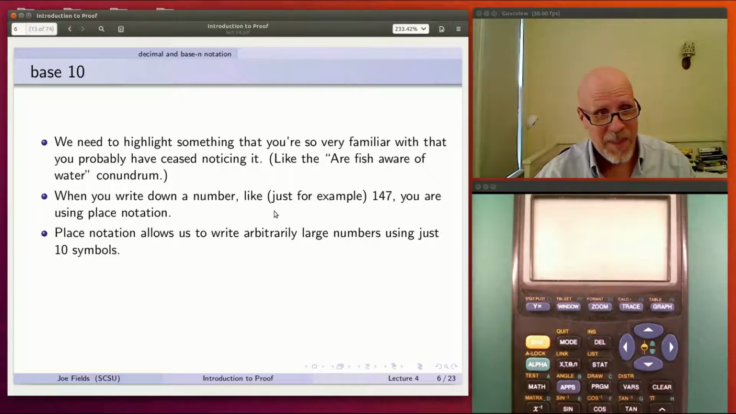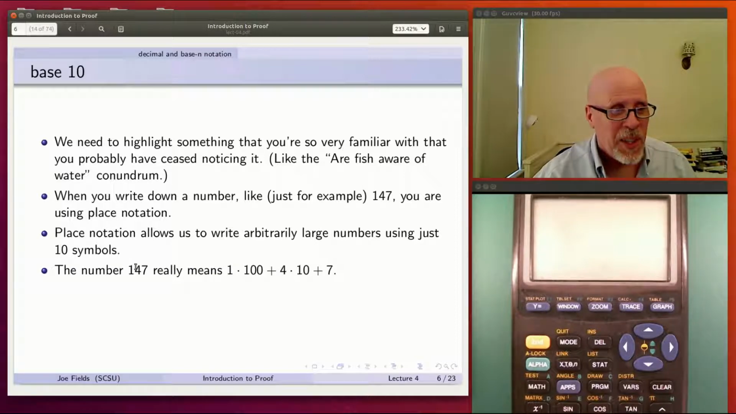And face it, as math people, we've got to recognize that in the scope from 0 to infinity, a couple of trillion is really close to the zero end. Infinity is way out there, right? Anyway, when you write 147, it really means this: 1 times 100 plus 4 times 10 plus 7.